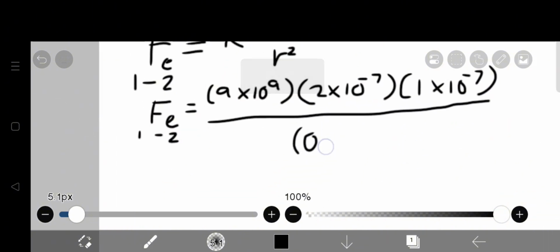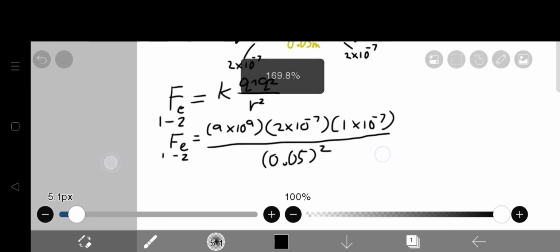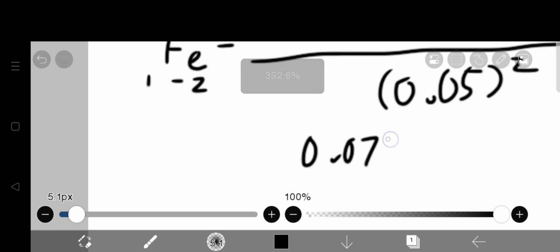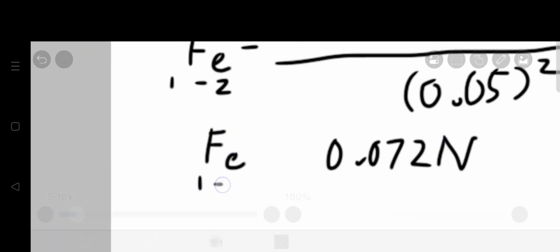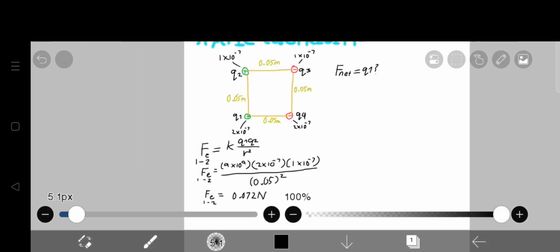So, 0.05 squared. So, input nyo lang to in your calculators. That would be 0.072 newtons. Yan. That would be the Coulomb force between Q1 and Q2. And ang force na to ay repel na type of force dahil parehas na sila ng charges.